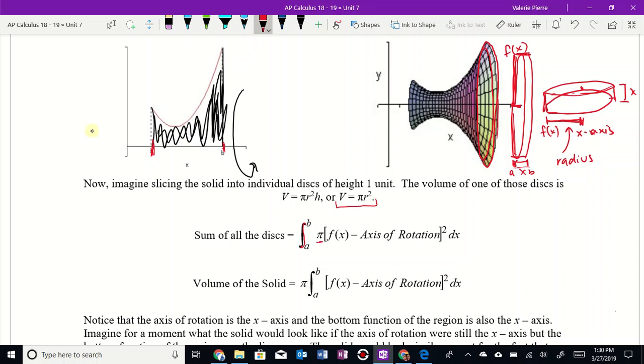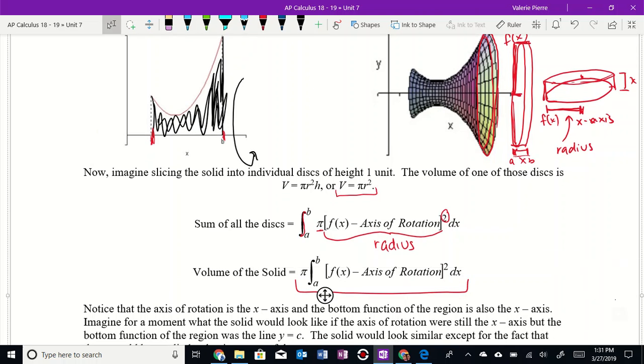So we need pi on the radius. So this here is our radius, right? f of x minus our axis of rotation, and in this case it's the x-axis, squared dx. So when we add up all of these cylinders, we're actually just getting the volume of the entire solid. So the volume of the solid is pi times the definite integral from A to B of f of x minus the axis of rotation squared dx.